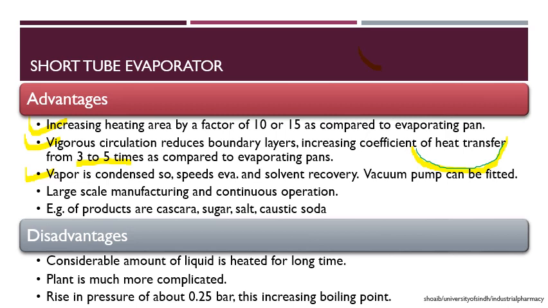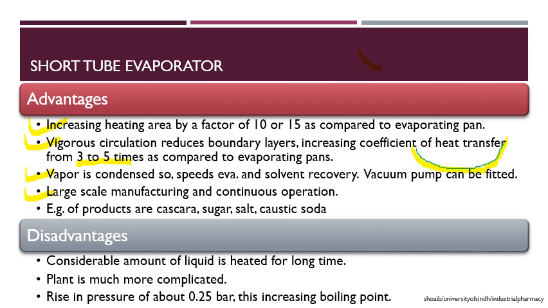A vacuum pump can also be fitted. One of the major advantages is that the vacuum pump can also be fitted. If we decrease the pressure, we can boil the substance at a much lower temperature, and that's why we can easily evaporate thermolabile substances.